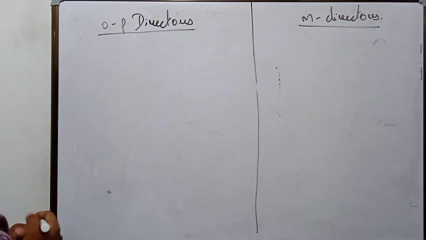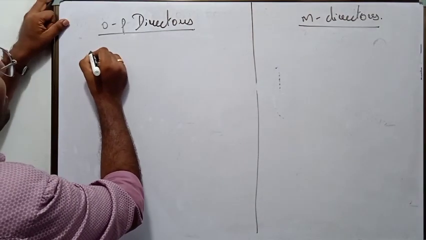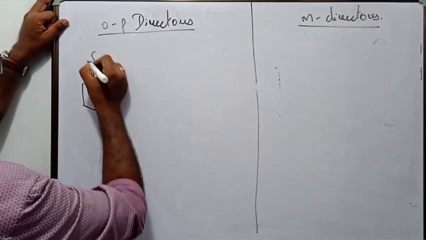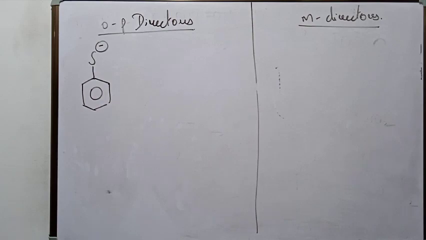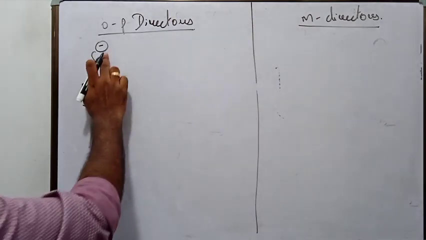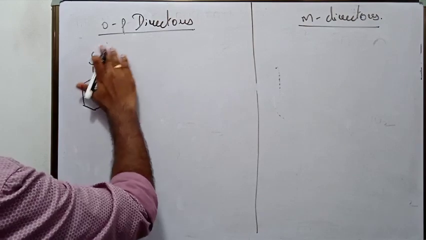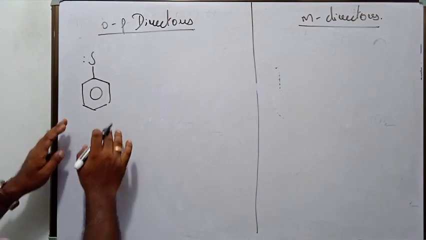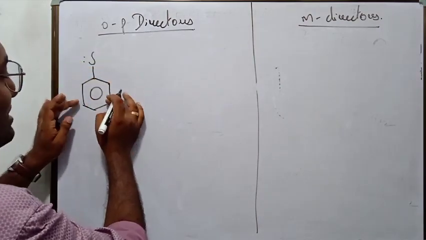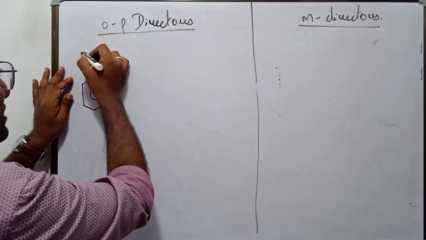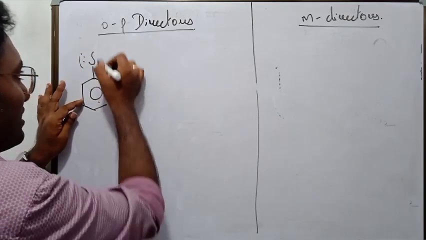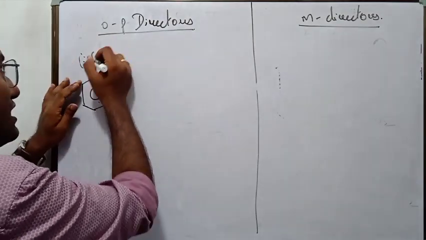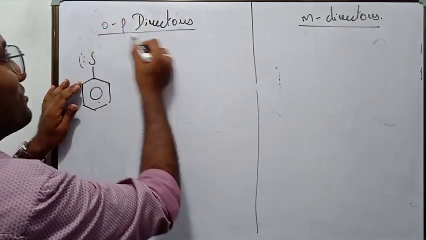Number one, the S group, that primary substituent, should have a negative charge. That is the first condition. If it is not having a negative charge, then it should have a lone pair of electrons, so that it can give electrons to the benzene ring. That is the prime purpose, so that it can donate electrons to the benzene ring. If negative charge, it can donate. If there is a lone pair, it can donate. So such kinds of substituents are eligible for this category, ortho-para director.